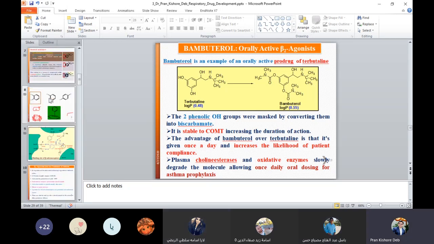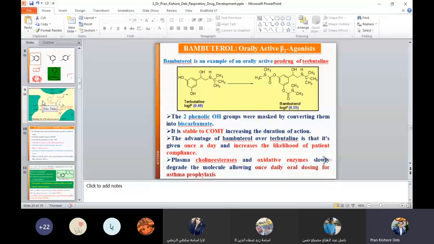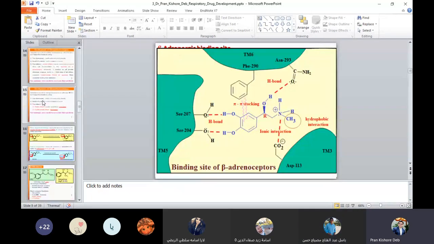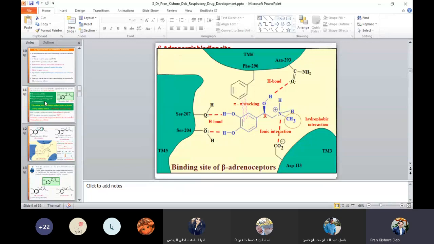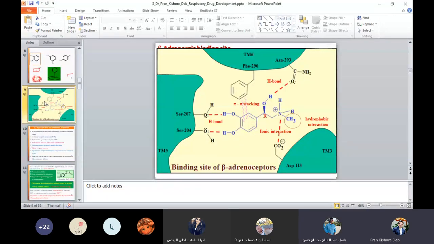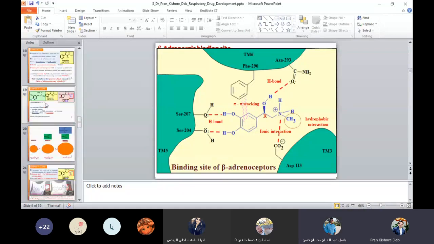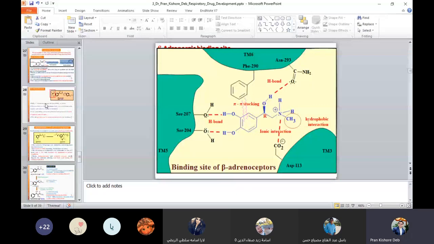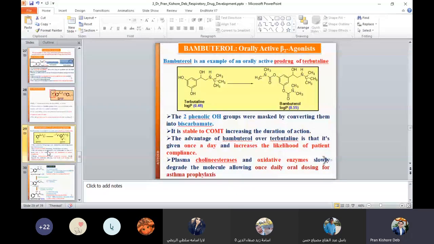You have to study from slide number 9. I'll show you from which slide. From this slide, slide number 9. You don't have to study the beginning 7 slides. So study from this slide, until Benbuterol. That's all.